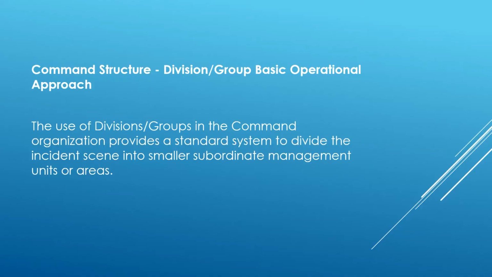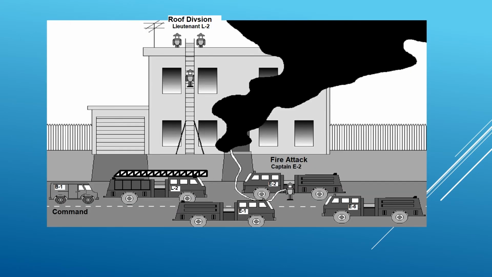Okay, so command structure. Division and group, the basic operational approach. The use of divisions and groups in the command organization provides a standard system to divide the incident scene into smaller subordinate management unit areas. Here's a pictorial example of what we're looking at. Say a roof division. The reason they're using the word division with that group of people working up there is because it's geographic. So just remember that divisions are geographic and groups are functional.